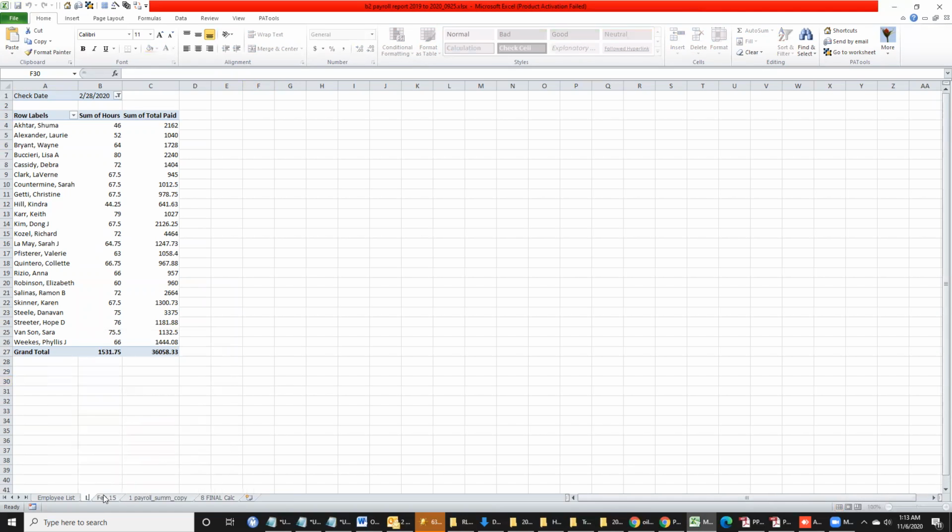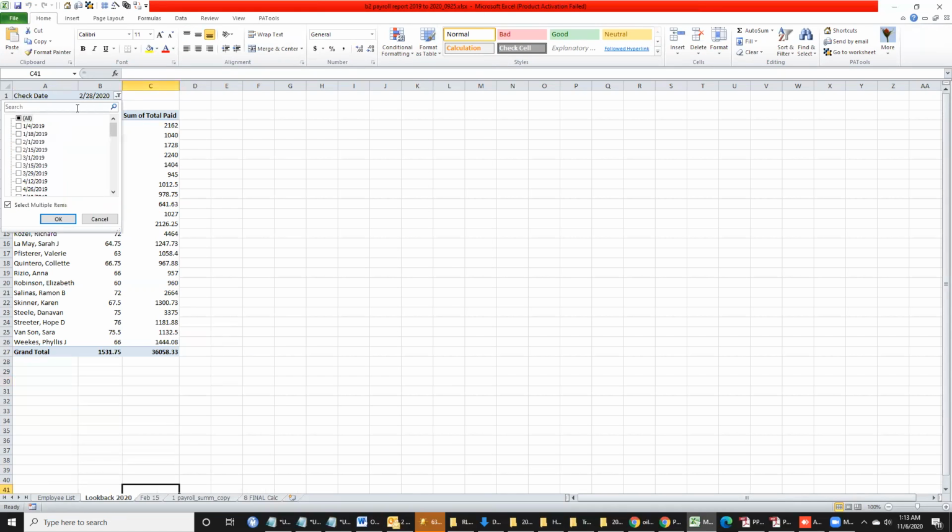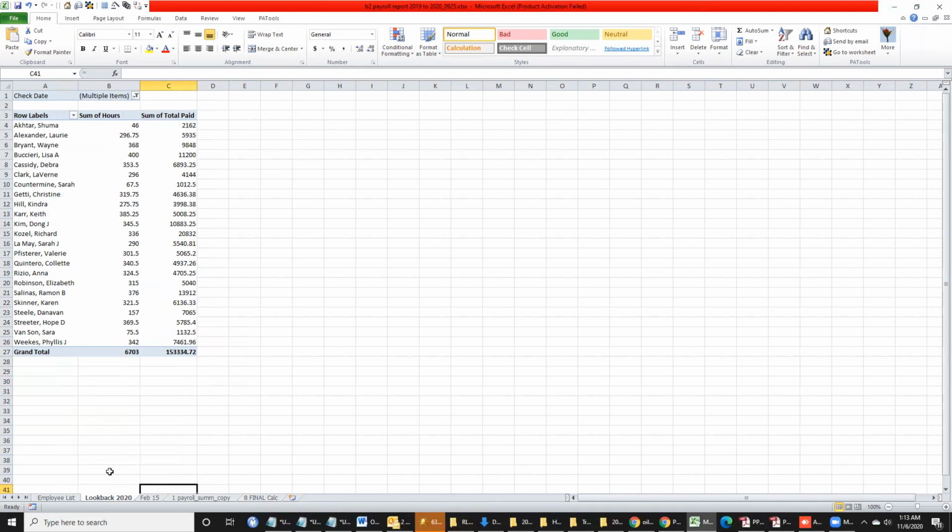And I'm going to call it look back 2020. So I made a copy of February 15th and called it that. But now, the only thing I'm going to do is, look back 2020 is 1/1/20 to 2/29/20, so I'm going to just modify this part by doing this. That's it. This covers 1/1/2020 to 2/29/2020. If I do this, boom. So now I've created a pivot for 2020.